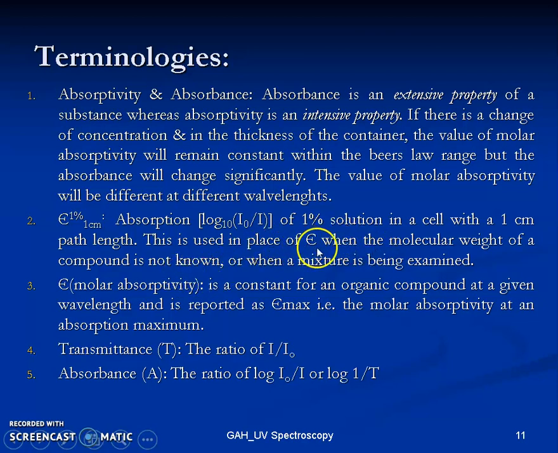When I am preparing a moles per dm cube solution, I need to have a molecular weight. If the molecular weight of the compound is unknown, then we don't have it. In that case, we usually go for E 1%. Whenever the compound is new and of unknown molecular weight, we usually go for E 1% 1 centimeter, and we take account of its absorptivity.